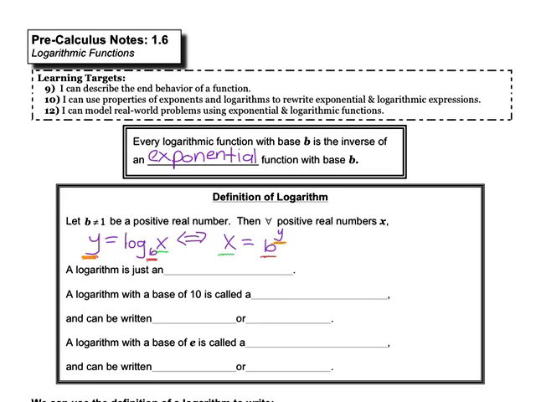So if you look closely, you can see that a logarithm is really just an exponent. What I mean by that is you've got y equals this whole logarithmic expression, but when we rewrite that as an exponent, y is the exponent. So logs are really just exponents.